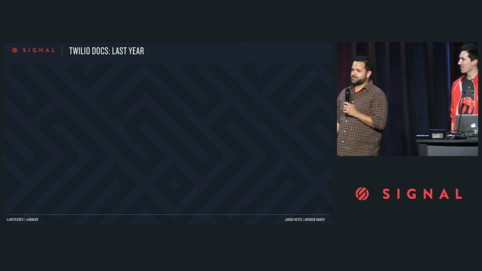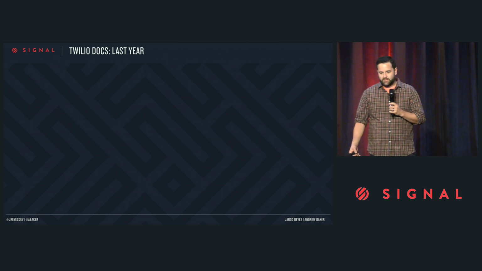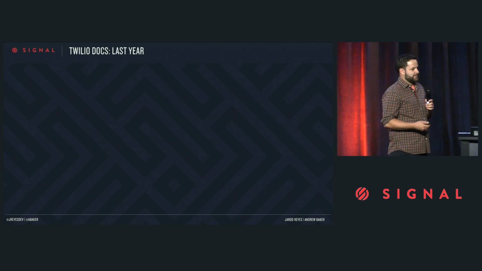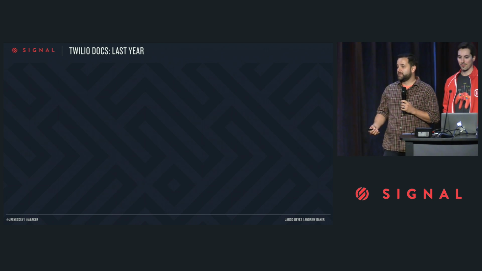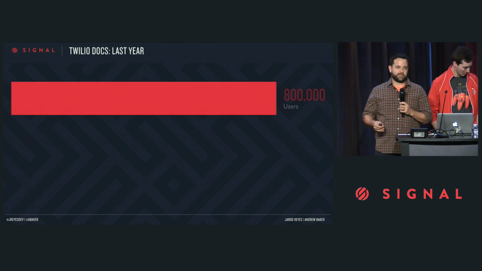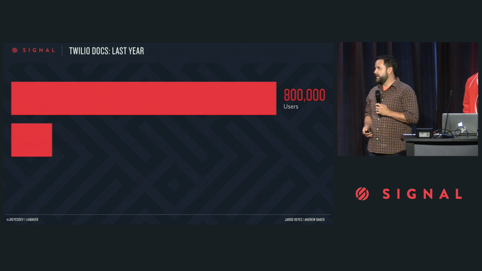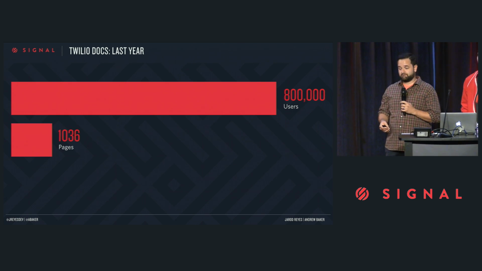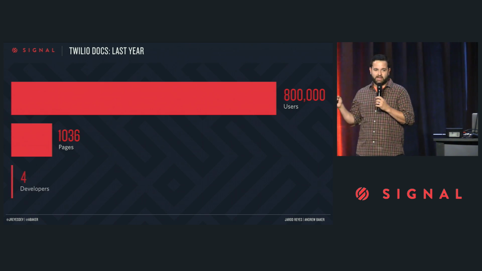Like I said, a year ago, we got serious about it. The first thing we wanted to do when we built this product was to look at the data and to figure out what kind of people were using our products. So in the last year, 800,000 users have used Twilio Documentation. That documentation is made up of 1,036 pages. And those pages are maintained by, any guesses? 4 people.